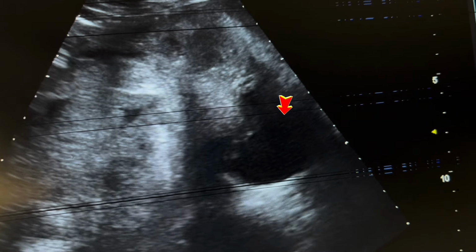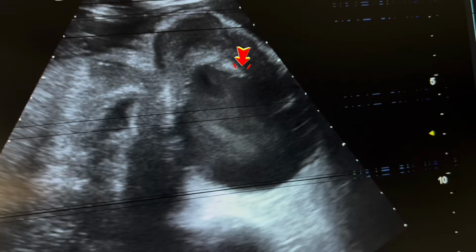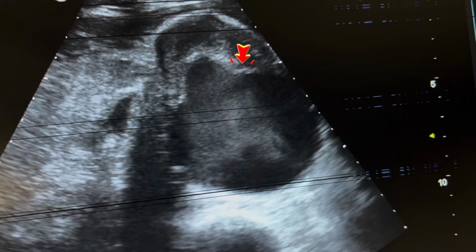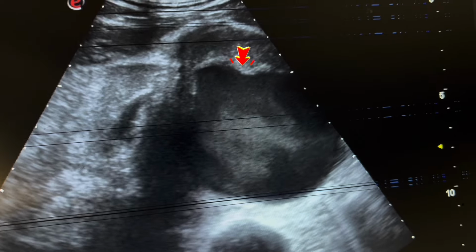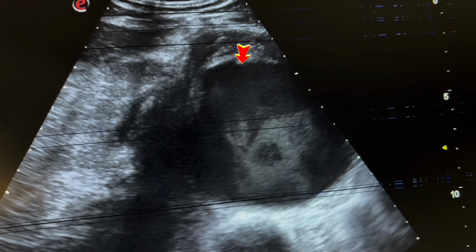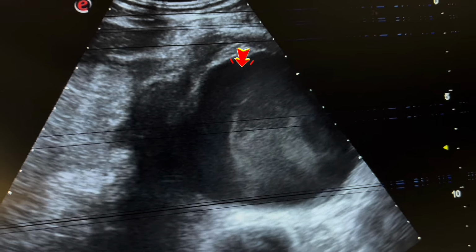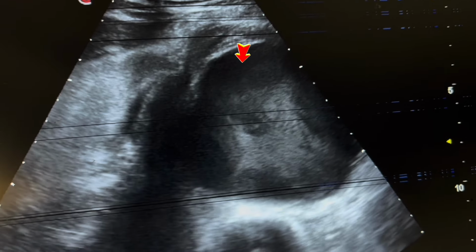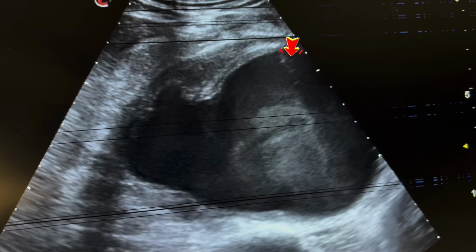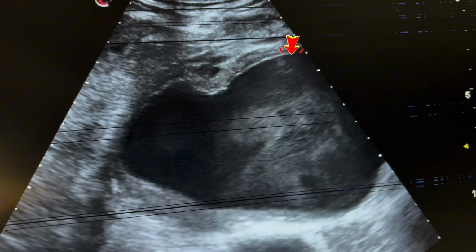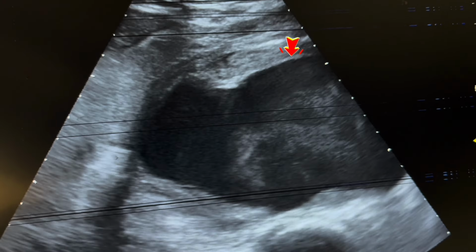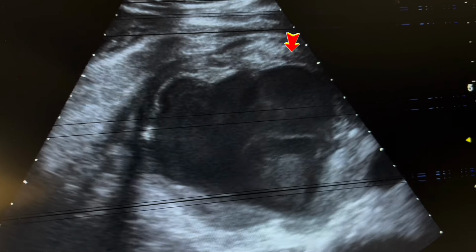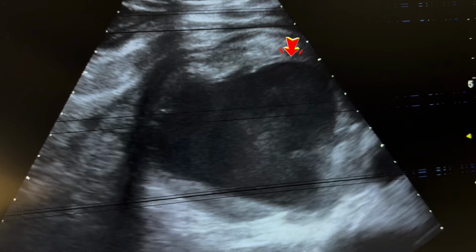Here we see the abdominal aorta. Here we see the dilatation of the left lateral wall of the abdominal aorta, and there is turbulent flow in the dilated part of the aorta. This is a circular shape aneurysm of the aorta, in which the aorta bulges only on one side.